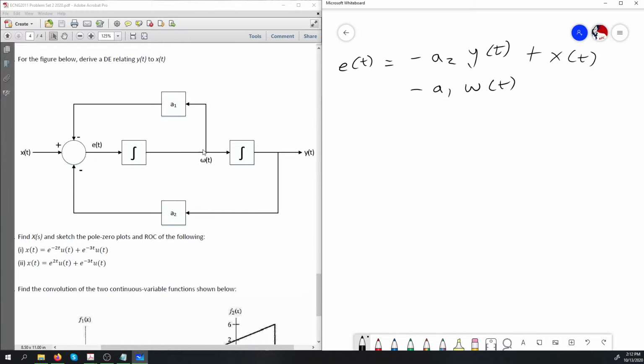If we watch our omega of t signal here, this is just going to be the integral of e of t. So omega of t here is the integral of e of t. And if we differentiate this once, we'll get omega prime of t, sorry, is equal to e of t.